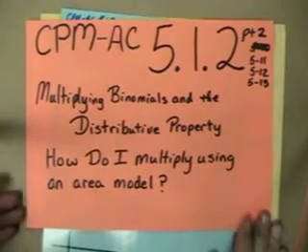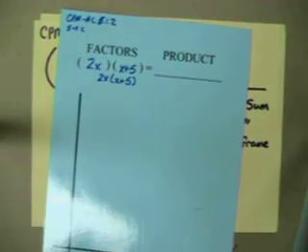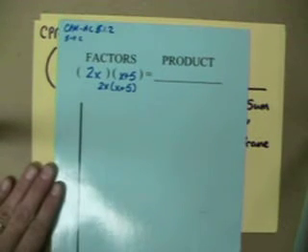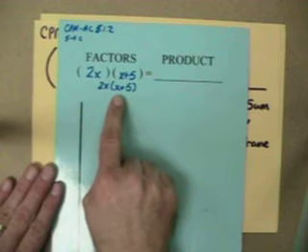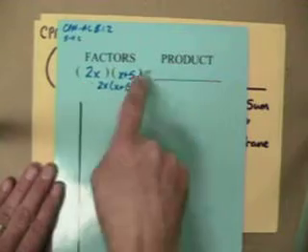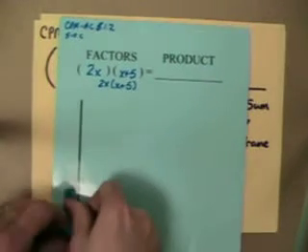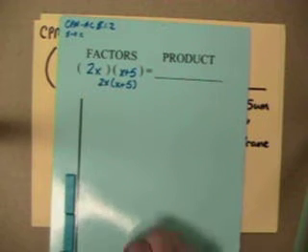Welcome to part 2 of 5.1.2. We're going to take a look at this problem next, problem 5.11C. In the book, it showed it as 2x times parentheses x plus 5. We can also think of them as your separate factors, 2x and x plus 5.